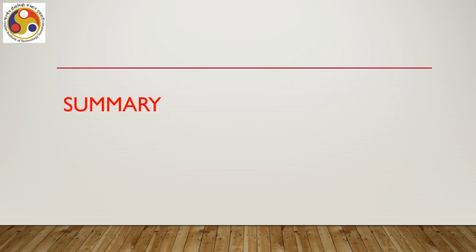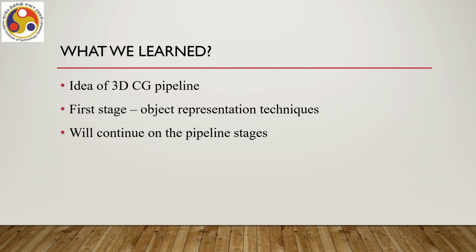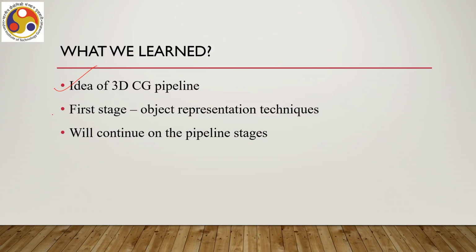So, let us quickly summarize what we have learned so far. We have gone through in this part of the lecture the idea of 3D graphics pipeline, where we talked of several stages, broadly 5 stages, namely object representation, modeling transformation, lighting, viewing transformation and scan conversion. As we have seen, they involve some transformations from one coordinate system to another, total 6 coordinate systems are involved here. And we talked about the first stage of this pipeline, that is object representation technique.